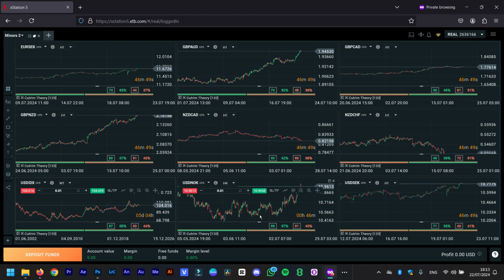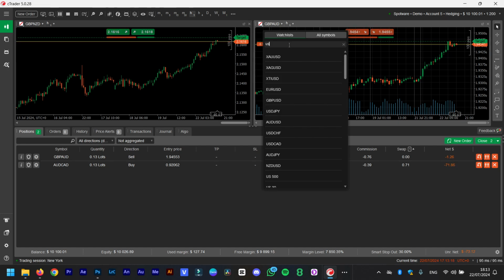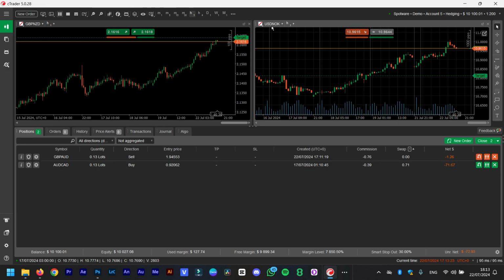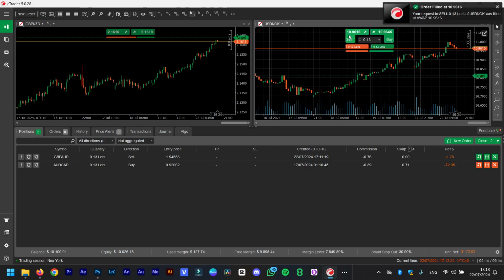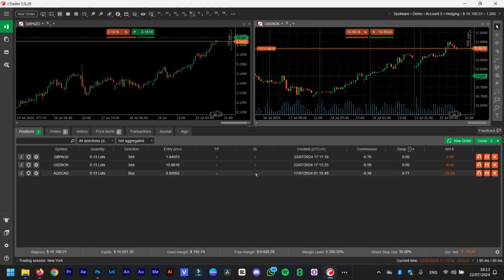Let's try USD and OK. I'm trying to sell USD and OK. Boom. 3 trades at the same time. 5,000% of margin level, which is really safe. Same thing, 0.13 lot size for all the trades. As you can see, they're all the same proportional lot size. And I'm going to see what's going to happen within a few days from now.